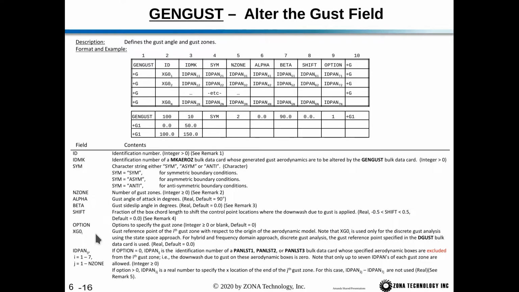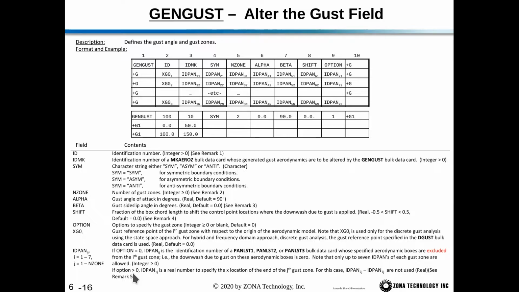Next, we have an open-ended input made up of xg0 and ID pan. So for xg0, this is the gust reference point of the ith gust zone with respect to the origin of the aerodynamic model. This is only used for the discrete gust analysis using the state space approach. For the hybrid and frequency domain approach, discrete gust analysis, the gust reference point specified in the dgust card is used. And then for option equals 0, the ID pan is the identification number of a pan LST1, pan LST2, or pan LST3 card whose specified aerodynamic boxes are excluded from the ith gust zone.